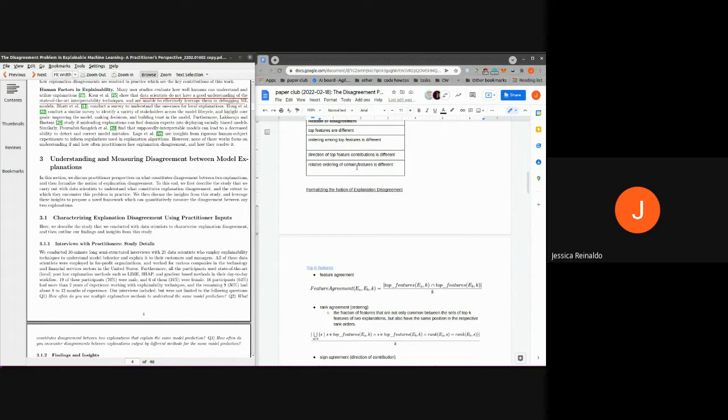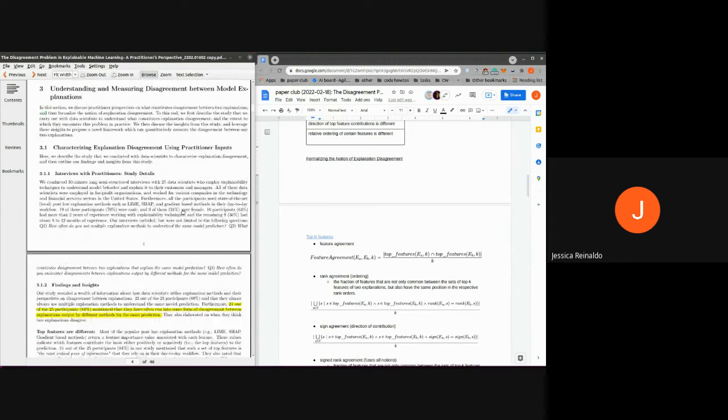And last is the relative ordering of certain features. So it's about consistency of the order of importance. So if one model says that age is more important than sex, and the other model says the opposite, sex is more important than age as a feature, they also have a disagreement.